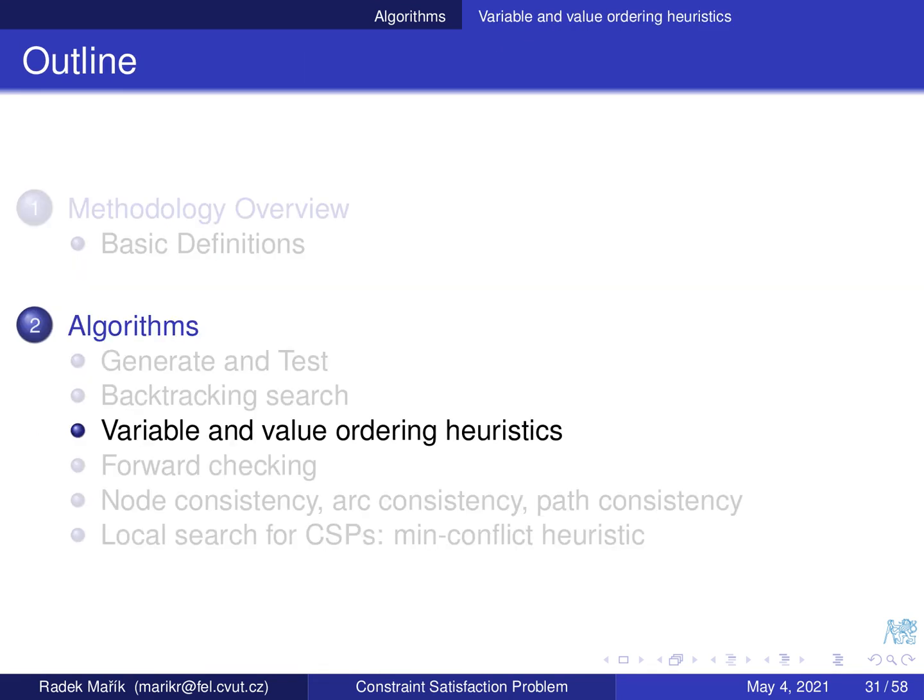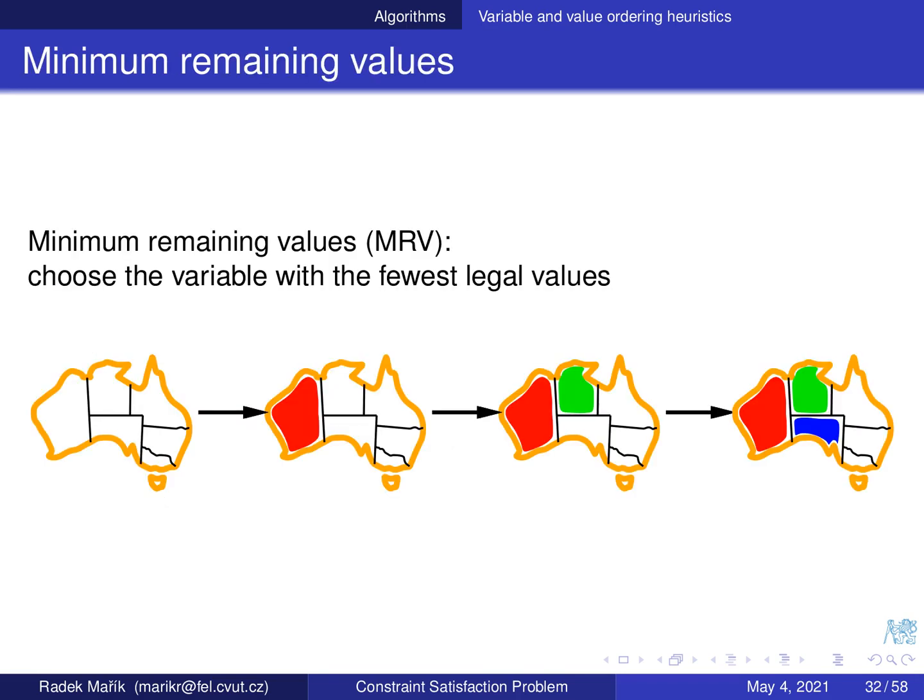So the first is how to select variables and their values. The first heuristic for selection of variables is called minimum remaining values. Basically, it says choose the variable with the fewest legal values.